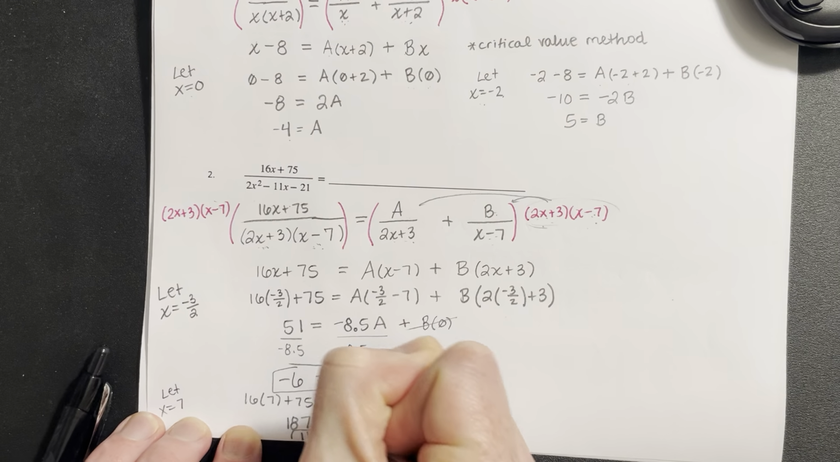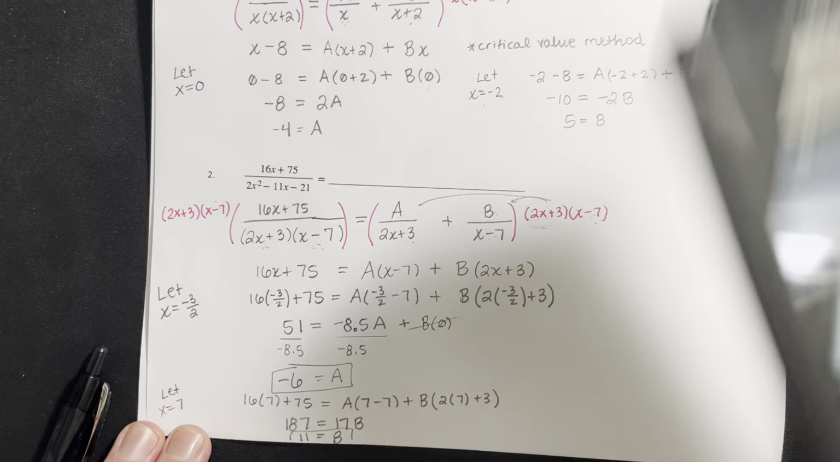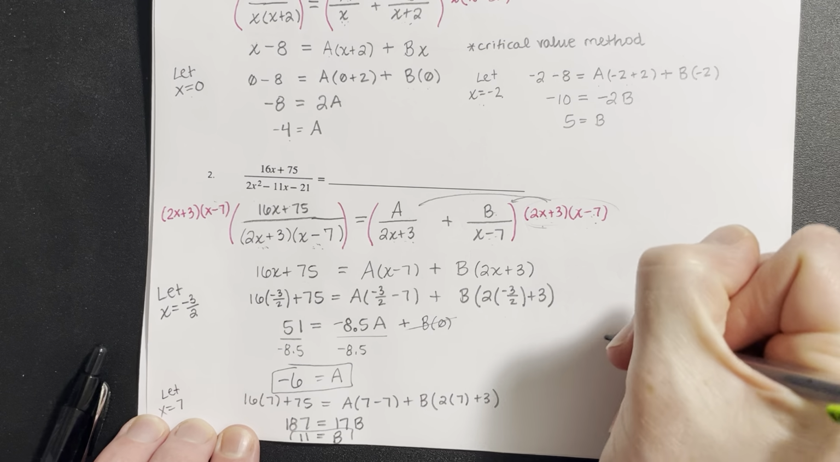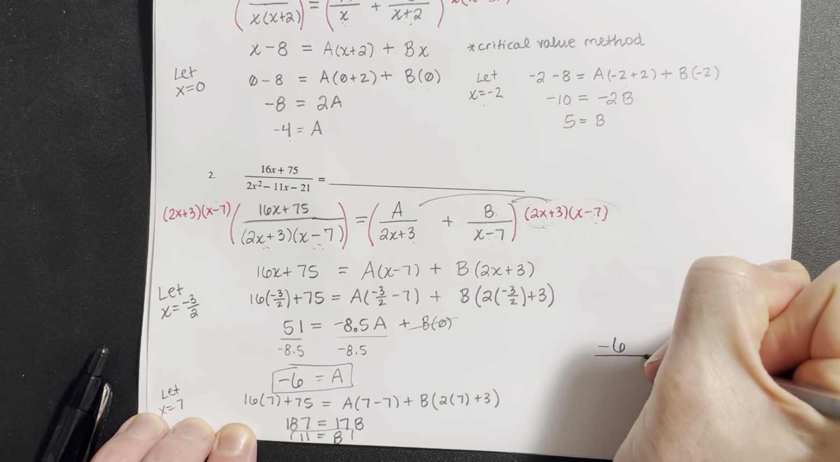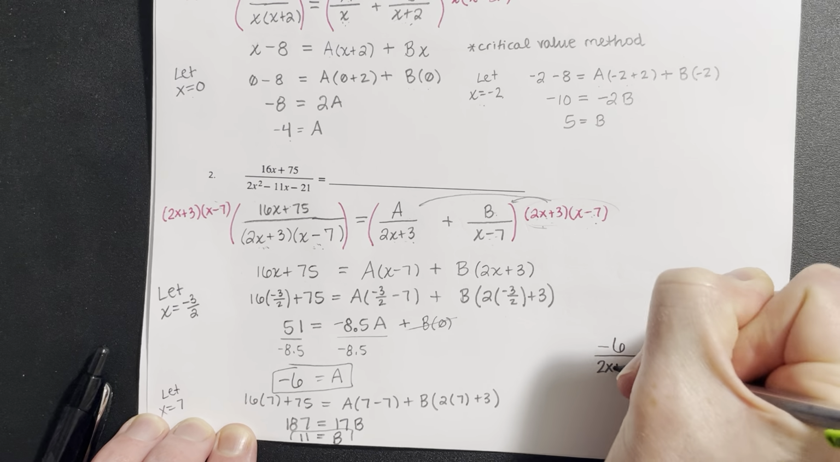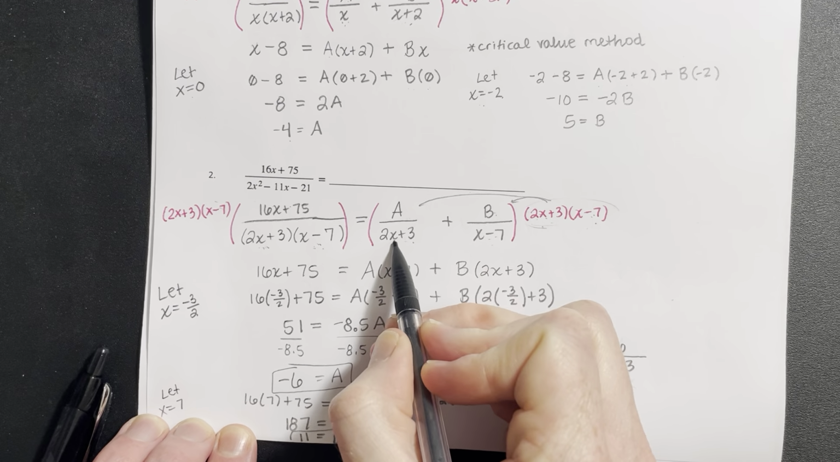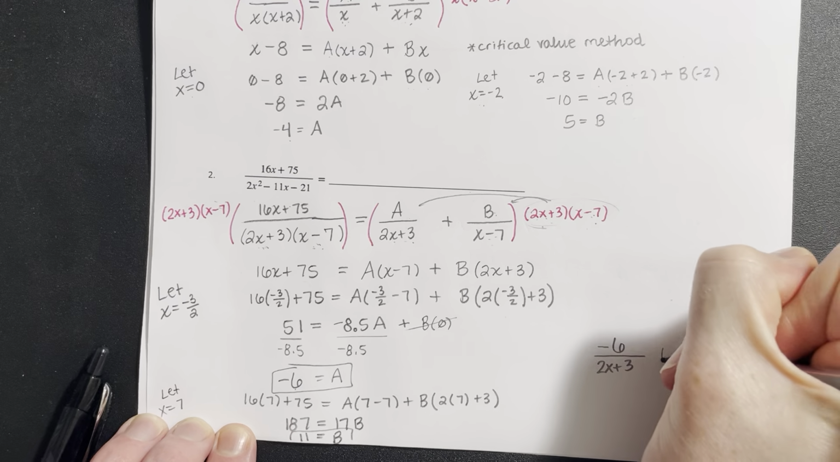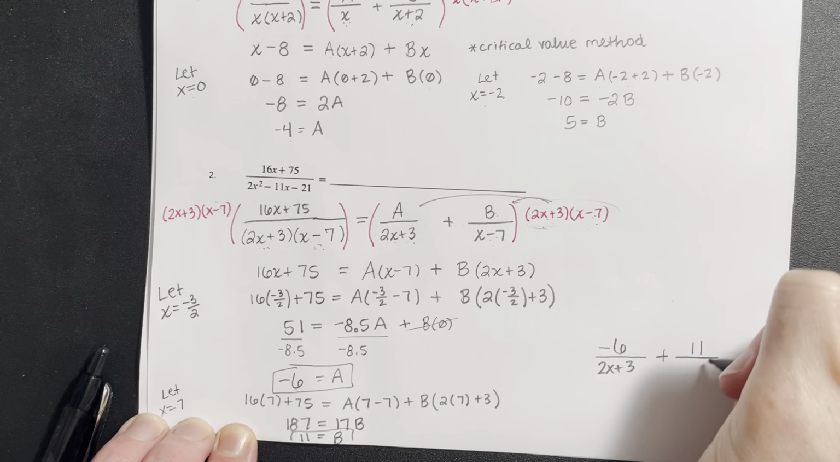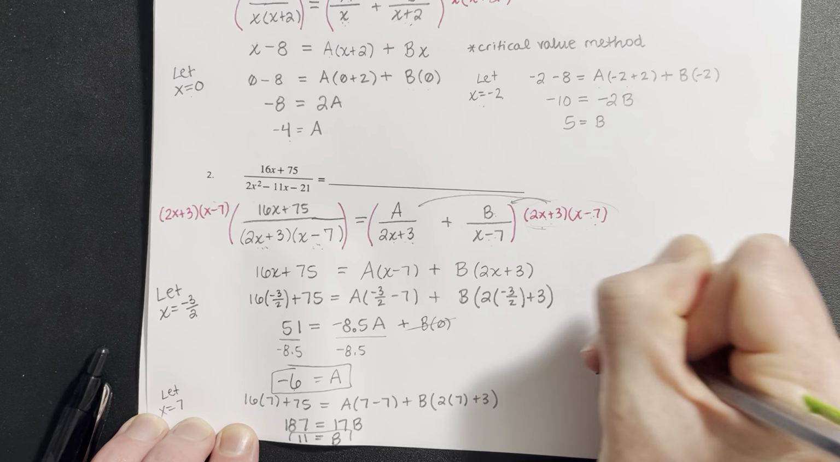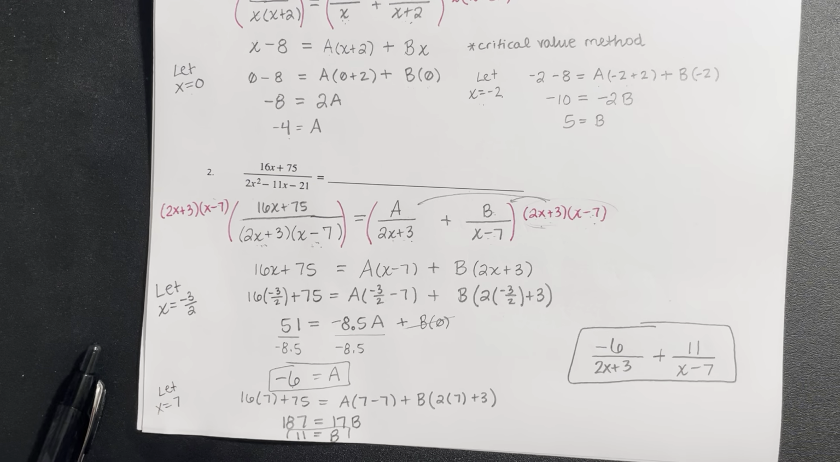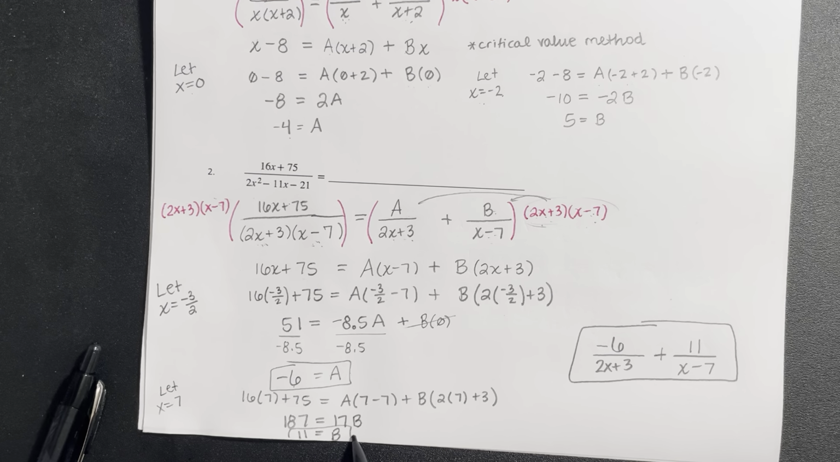b is 11. Our partial fractions in this case would say negative 6 over 2x plus 3. That was our a over 2x plus 3. Plus b, which is 11, over x minus 7. One thing you want to make sure you're doing is actually writing your final answer of the partial fractions. Just finding a and b is not the answer. That's part of what we need to put the answer together.